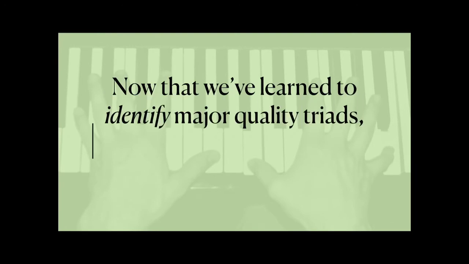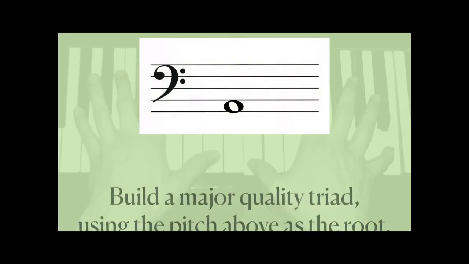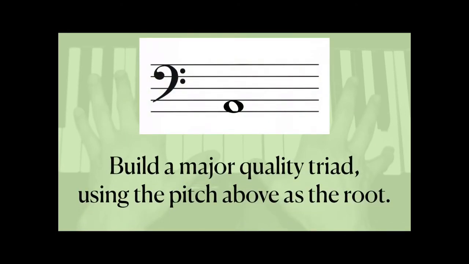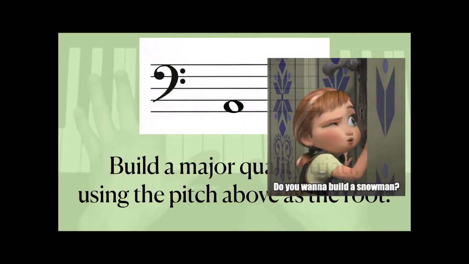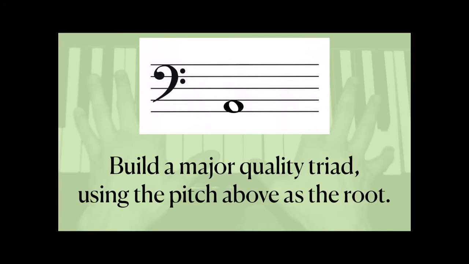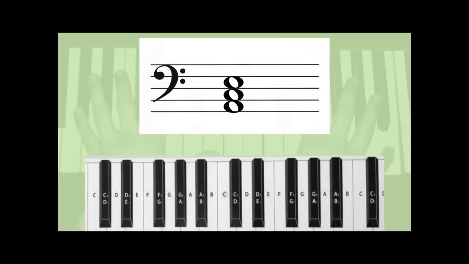Now that we've learned to identify major quality triads, let's use what we've learned to construct major quality triads. Build a major quality triad using the pitch above as the root. Not surprising, our first step is to put it on the staff. So building space, space, space for our root position triad, we've got a great start. Now we bring in the keyboard so we can calculate the individual intervals.